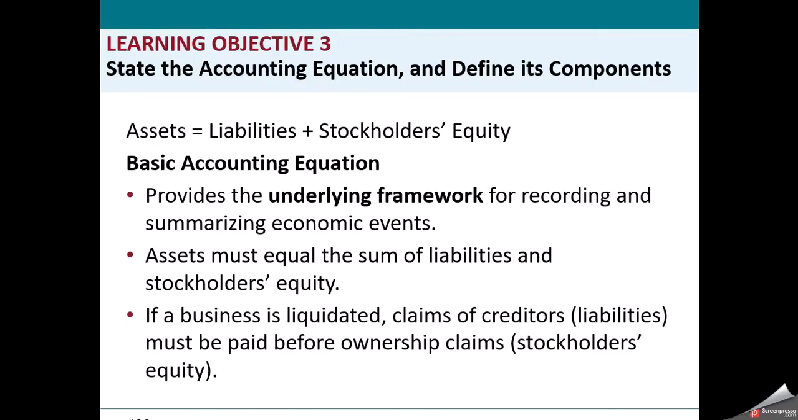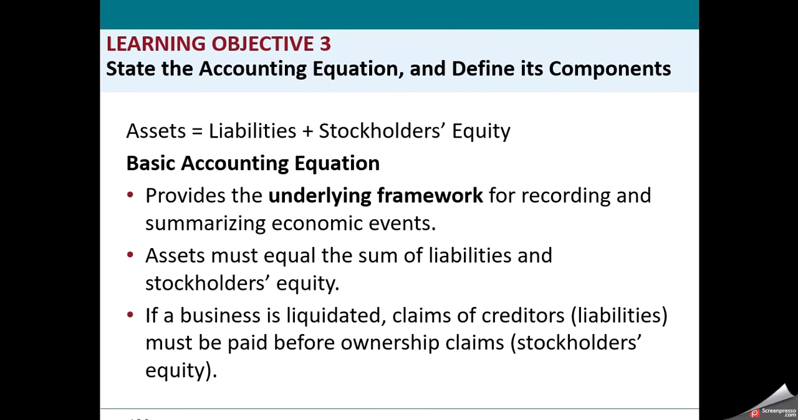Then our third objective is to understand the accounting equation and all of its components. This is a formula you definitely want to know. It's our basic accounting equation: assets equal liabilities plus stockholders' equity. So you want to understand that, and then eventually we'll get into debits and credits that are associated with those. But generally an asset is something that the company owns and has a value to them.